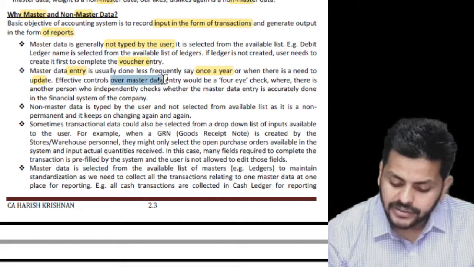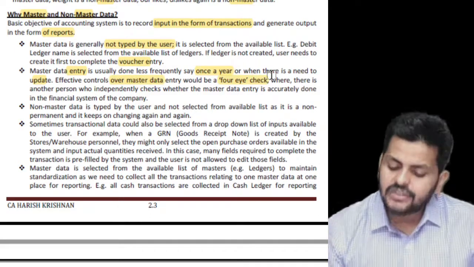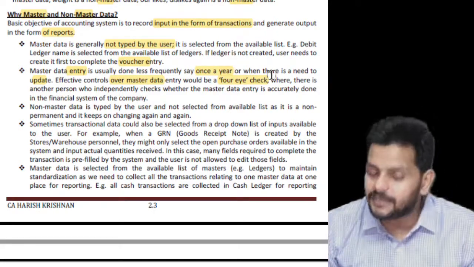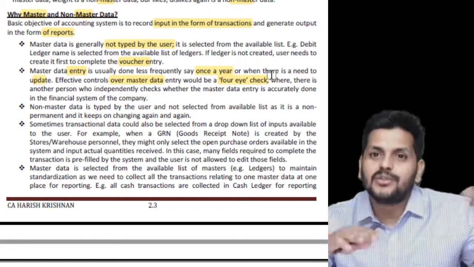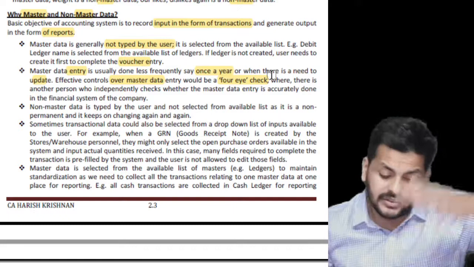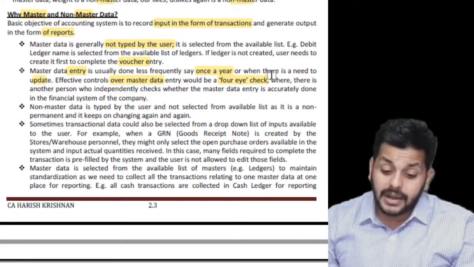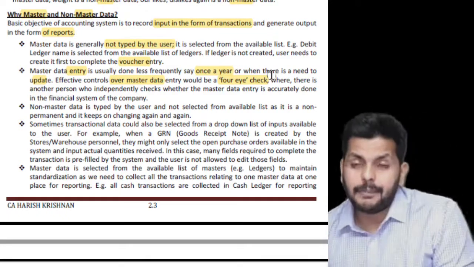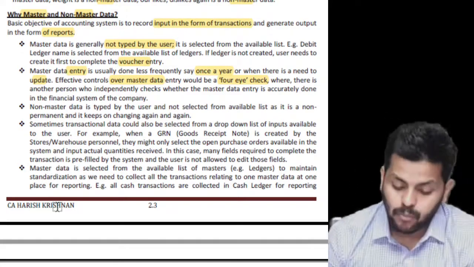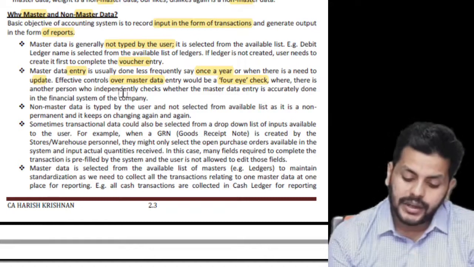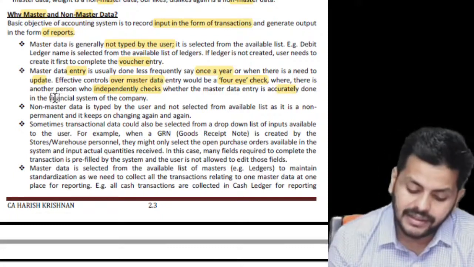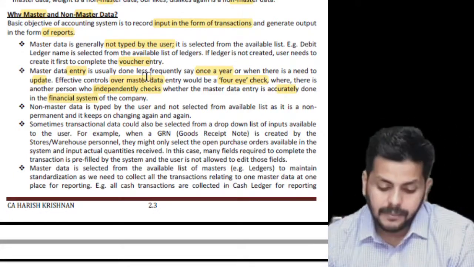Effective controls over master data entry could be a 4-eye check. 4-eye check means two people, not those people who are wearing specs. Generally, we teach them, 4-eye check here means two people should be there. One person's work has to be checked by the other. Remember segregation of duties. Effective controls over master data entry would be a 4-eye check where there is another person who independently checks whether the master data entry is accurately done in the financial system of the company.